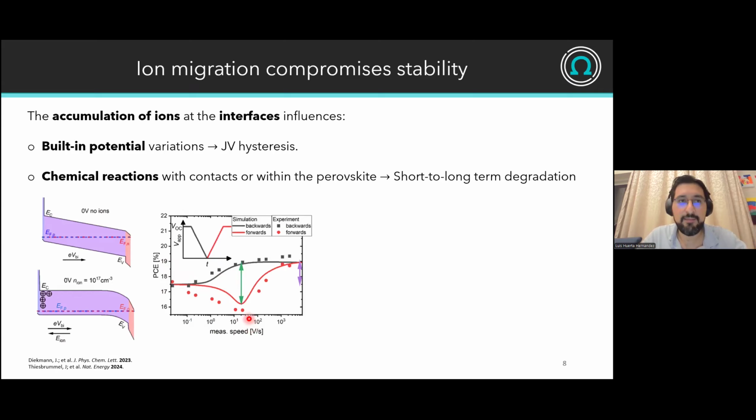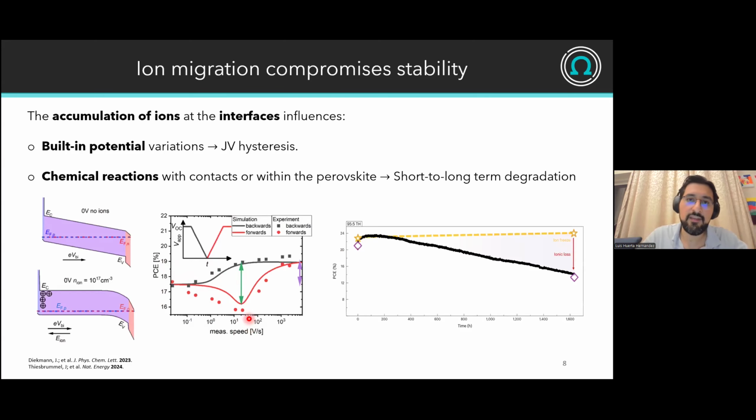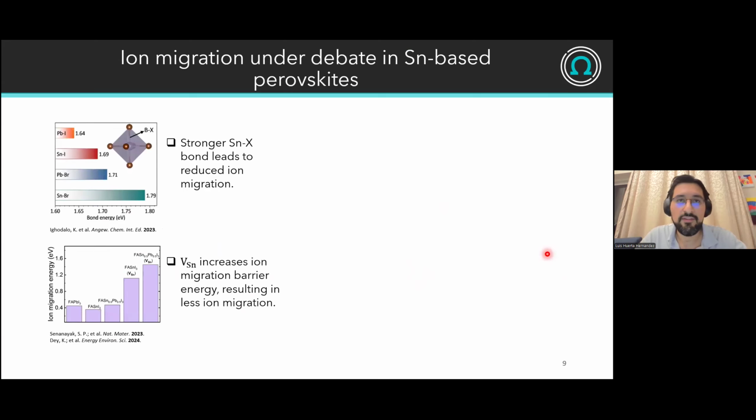And another thing that can happen is that with time, the ions can react with contacts or within the perovskite, and that can definitely affect the stability of the system. And also, in another recent paper from Jarla and Professor Stolterfoht, they quantified how many ion losses you have during photostability experiments, and most of the losses you see are related to mobile ions. So understanding this ion migration is really important in perovskites.